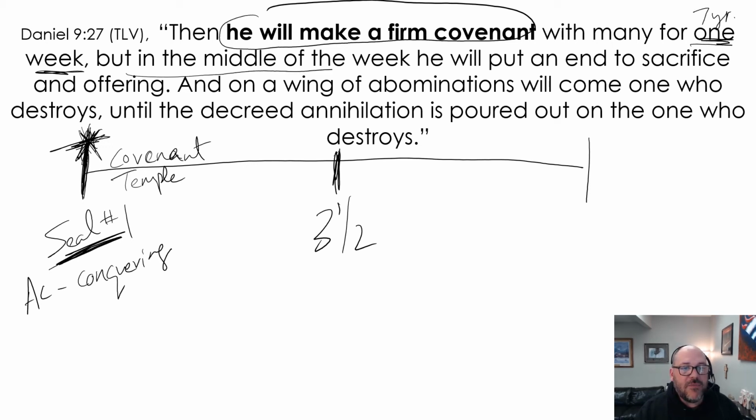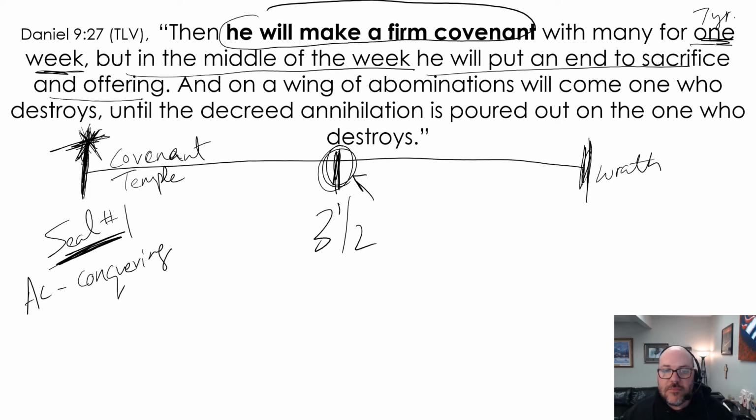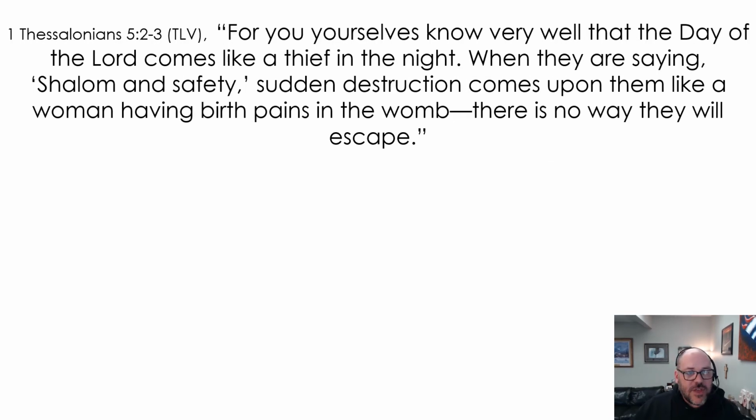But in the middle of the week, in the middle of the 7-year period, at the 3.5-year mark, he's going to put an end to the sacrifice, to the offering, and he's going to set up an abomination of desolation. It will come one who destroys, who will sit on the throne in the temple of God until the decreed annihilation comes at the end, which is the wrath of God that is poured out upon all. Here's what Paul says, he's going to say this in 1 Thessalonians and then in 2 Thessalonians.